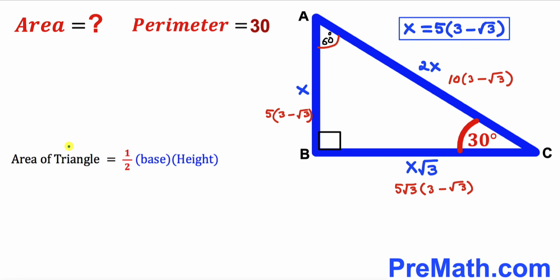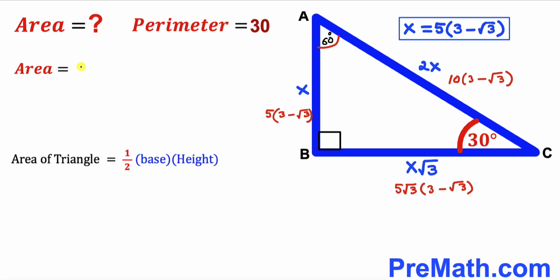And now let's recall the area of a triangle formula. Area is always equal to a half times base times the height of the triangle. And in our case, the base of this triangle is 5 times the square root of 3 times (3 minus the square root of 3). And the height of this triangle is 5 times (3 minus the square root of 3).